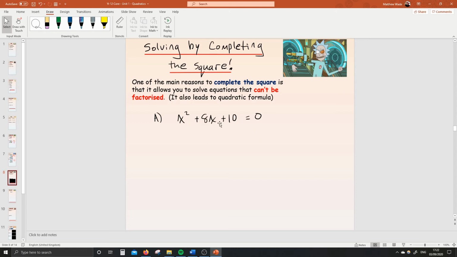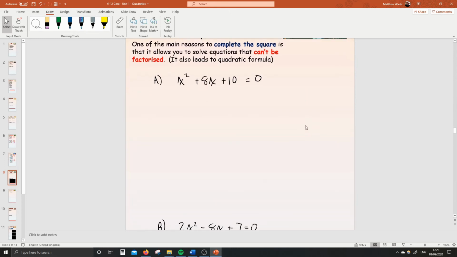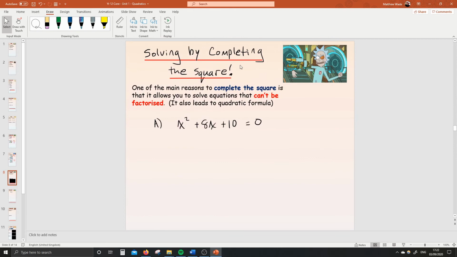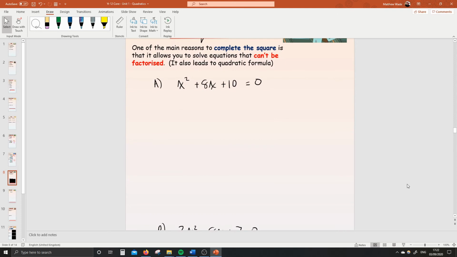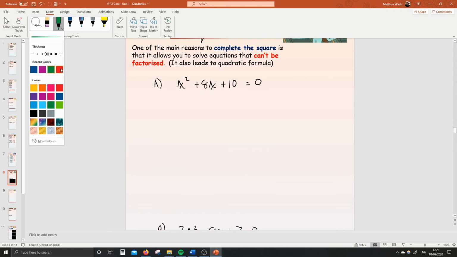So here we go. Let's have a little try together. When you're solving something by completing the square, obviously the first hint is in the name, by completing the square. That's what we're going to have to do, is we're going to have to complete the square to work it out. So let's try it, guys. So first things first, this is a good one because there's nothing touching the x squared.